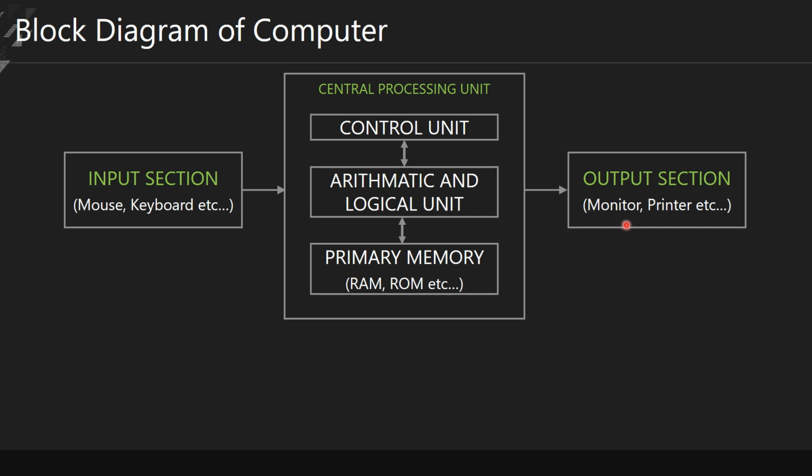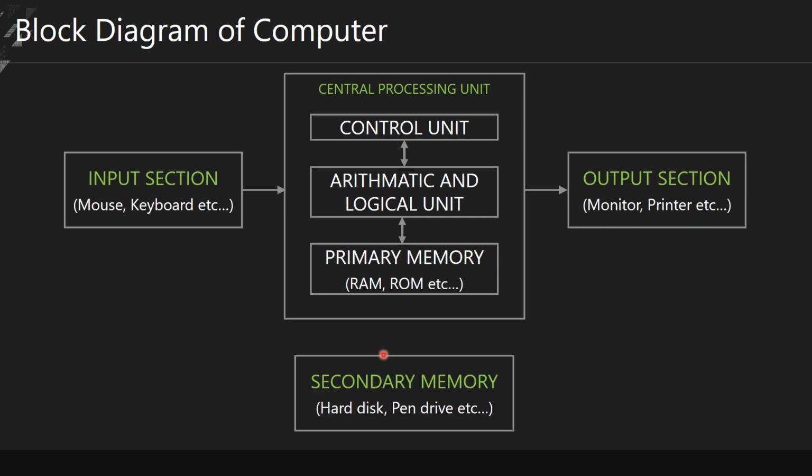Outputs: once the data is processed by the central processing unit, the processed result will be displayed to the user. How to do that? You have to use the monitor, that is called an output unit. Monitor and printer, any of these kinds of things can be used to display to the user, right?